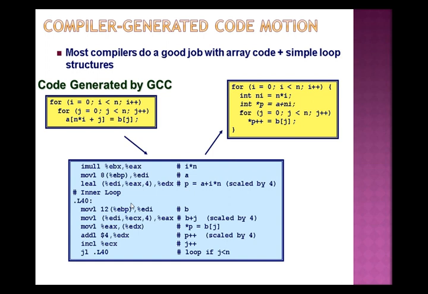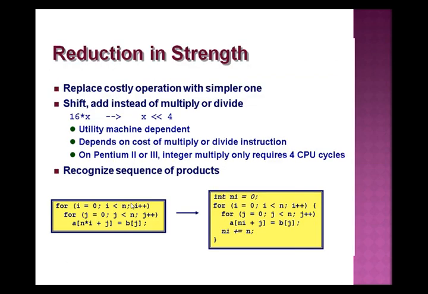Then we have also studied the compiler generated code action. This is the example of the compiler generated code action. This says most compilers do a great job with array code plus simple loop structures. This is the example of loop structures.